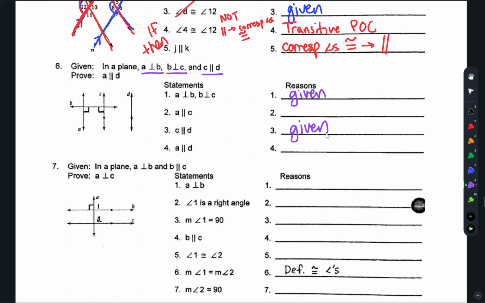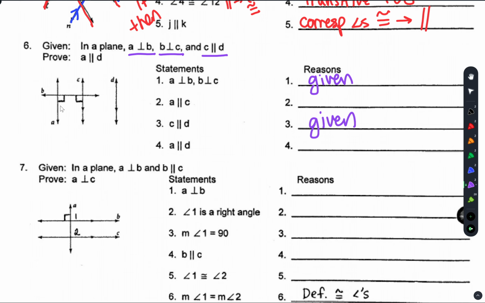Let's look at my diagram. A perpendicular to B, B perpendicular to C. Why do I know then that A and C must be parallel? Allegra.